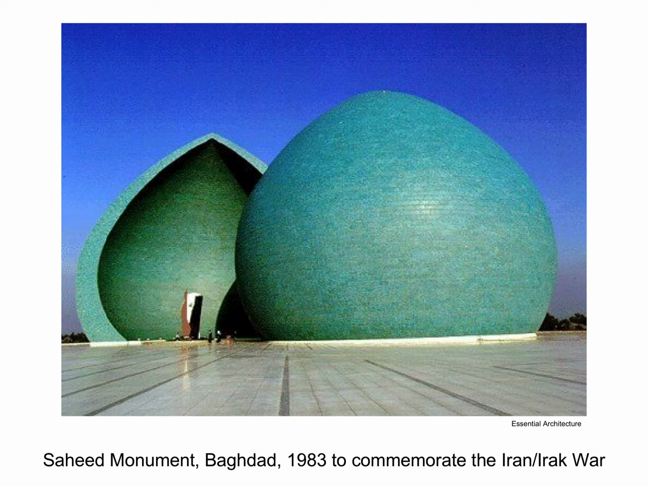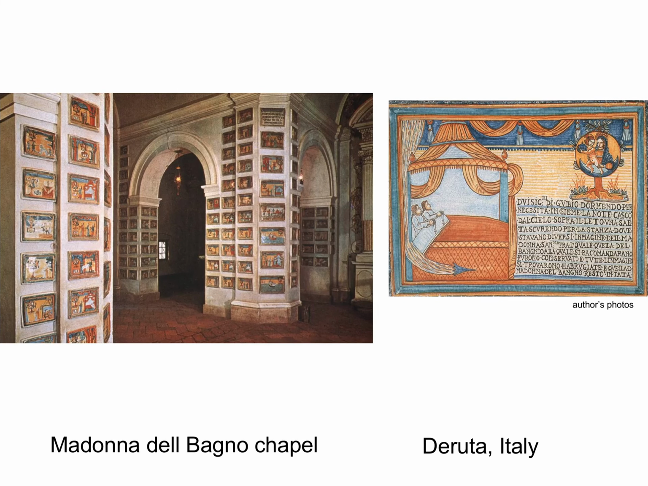And this example from Baghdad in Iraq dates from 1983, and it commemorates the Iran-Iraq war that happened at that time. It was built by Saddam Hussein in Iraq to commemorate that war. And it is a brick structure completely covered in ceramic glazed tiles. So, more tiles, more walls, more panels.